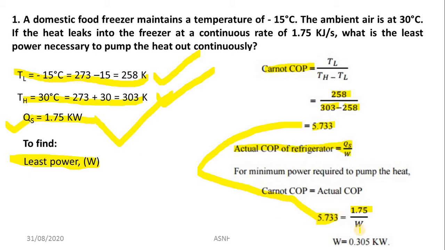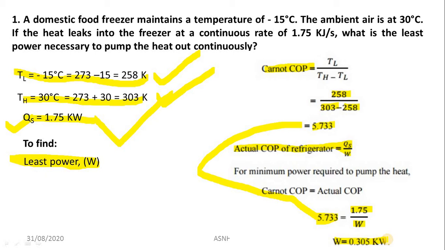The work input is the unknown parameter we have to calculate, and at the end we will get that work input, meaning the least power necessary to pump the heat out continuously. Its value is around 0.305 kilowatt. So this is a simple numerical. Here you will get an idea about how to find out the Carnot COP, actual COP, and work required to pump the heat out continuously.